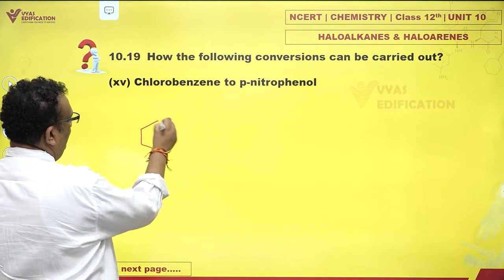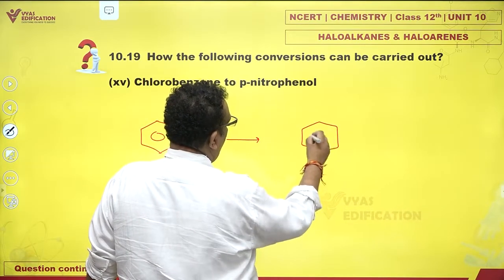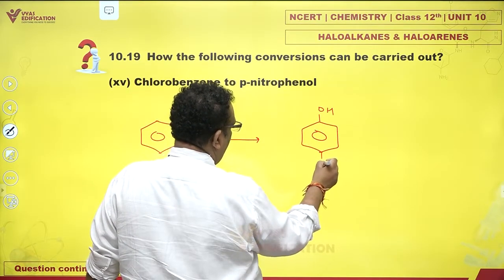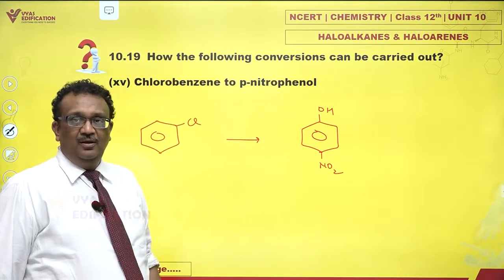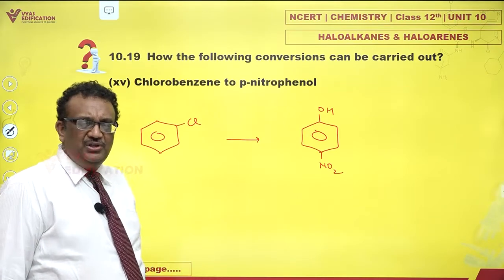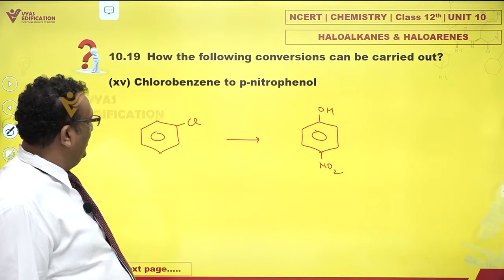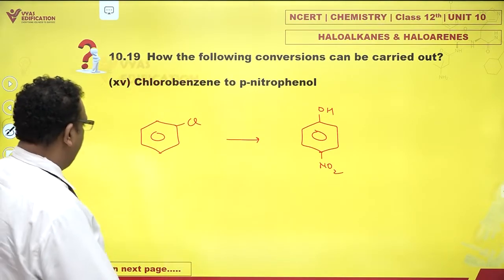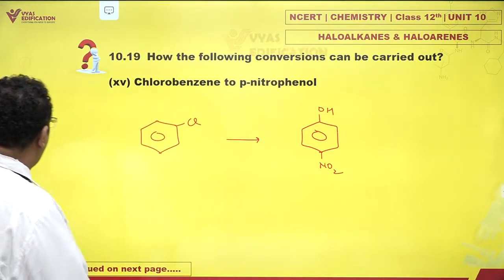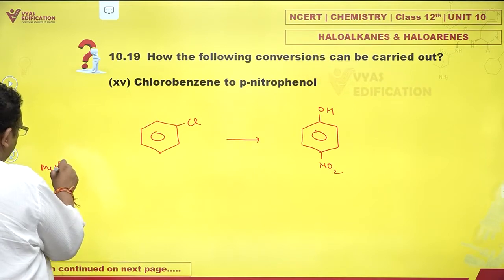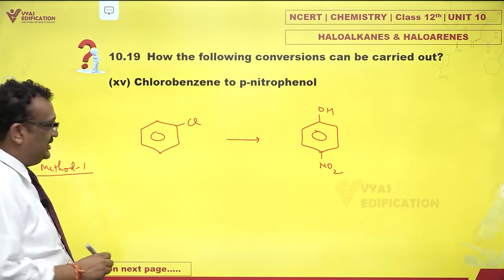Chlorobenzene, fine. And we are changing this to para-nitrophenol, OH and NO2. Fanciful. How do we do this? We can carry out nitration, yes. How? On which grounds? Where? There are 2 ways to do this. Let me tell you both the ways, then I'll ask you a good question also. Method 1. We use what is called Dow's process.